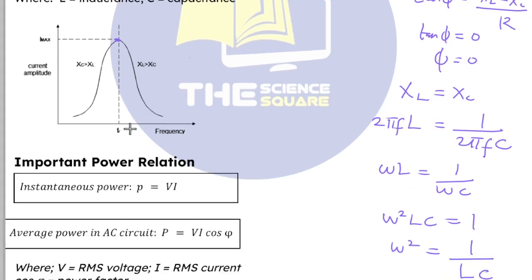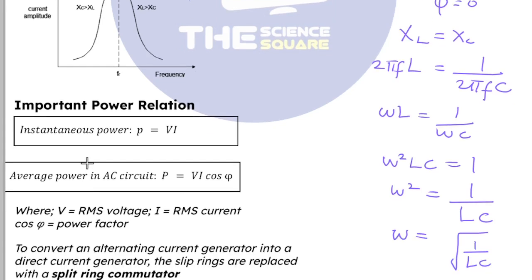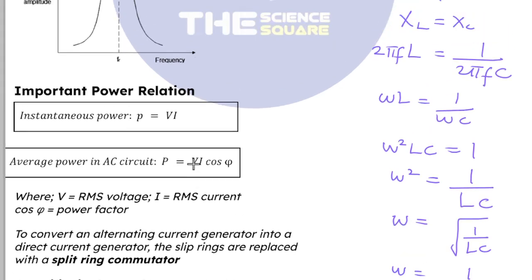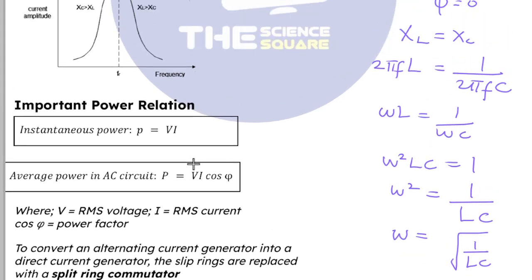Okay, so other important points, like if you are asked to calculate instantaneous power in an AC, so we have power. Instantaneous power is VI. Okay, while average power is VI cos phi, where phi is your phase angle. Or you can just say your cos phi is your power factor. Okay, so it's very very important to take note of all these formulas.